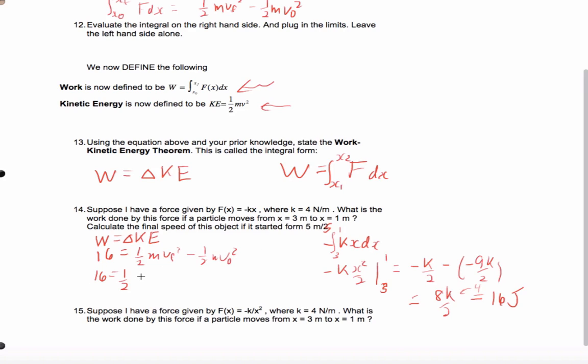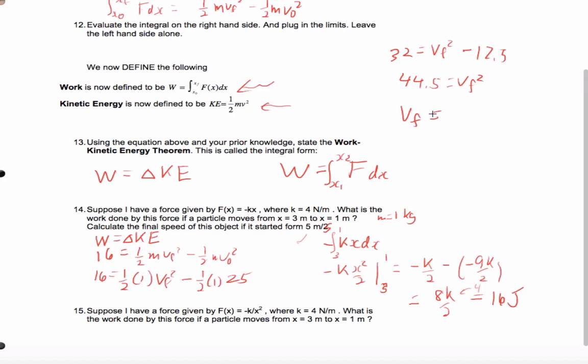16 equals 1/2 times, you know what, I should have given you a mass. We'll make the mass 1 kilogram. So 1/2 times 1 times v final squared, which is unknown, minus 1/2 times 1 times 25, because that's v initial squared. So we're going to end up getting, I'm going to continue it up here, 32 equals v final squared minus 12.5. So I have 44.5 equals v final squared.